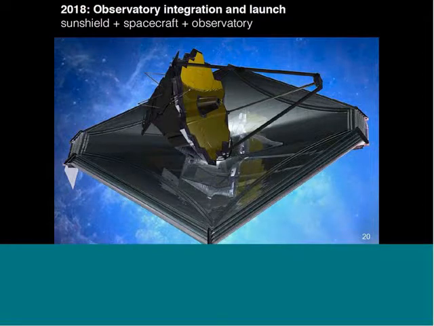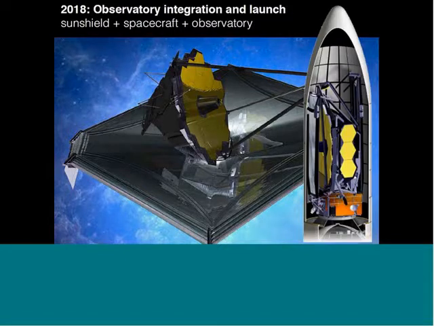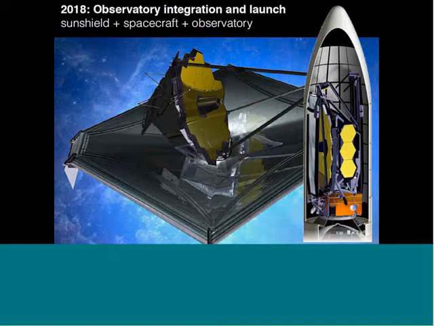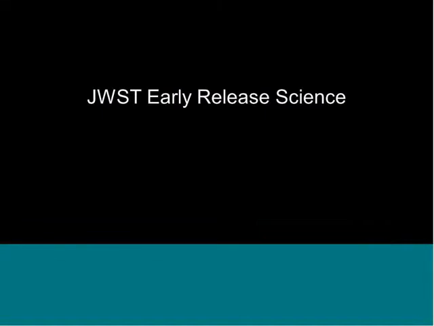Everything is integrated in early 2018: the sun shield, the spacecraft, and the observatory. Then we package everything up and send it off to launch in French Guiana, folded up inside of the fairing of the Ariane 5.